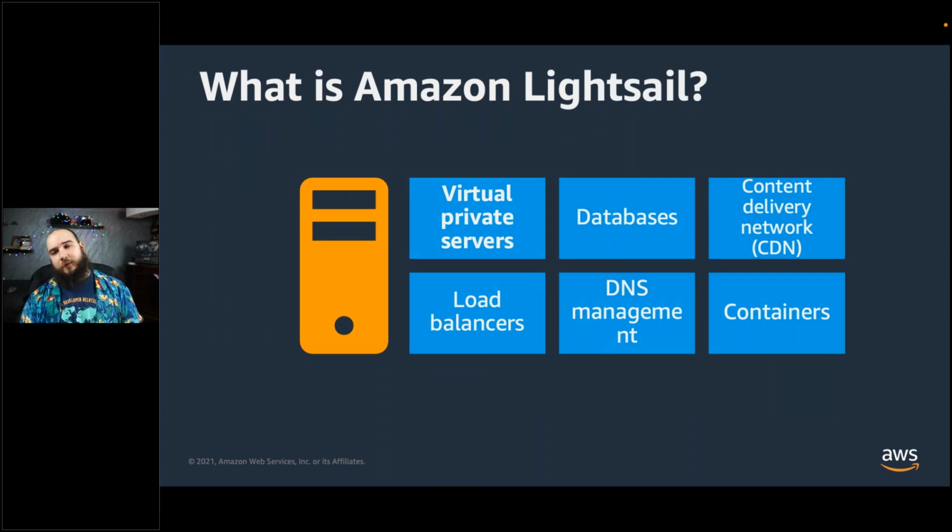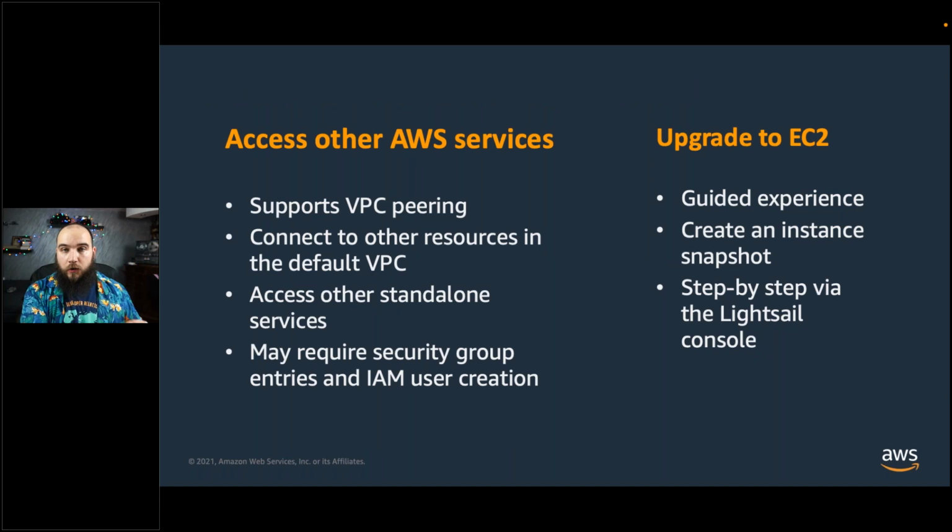So what is Amazon Lightsail? Your VPSs, your virtual private servers, your databases, your containers, your load balancers, your DNS management, and also you can do something with a content delivery network. So if you need a CDN for your data, you can also set this up on Lightsail. If you want to expand this, if you want to reach out to AWS and access some other things, you can absolutely do that. You can connect the network on Lightsail to a VPC, so you can access some services there, right? You can access other AWS services, absolutely, and you can also have fun with the AWS IAM configurations and all the fun things.